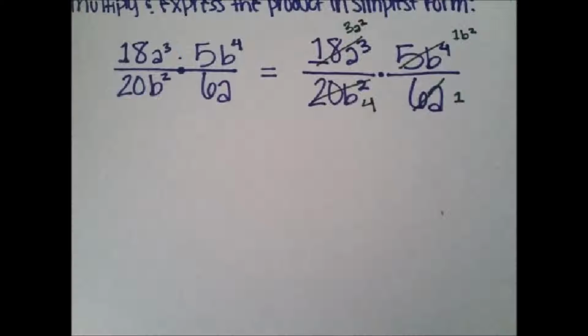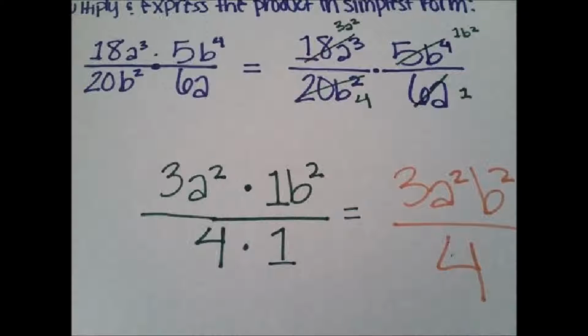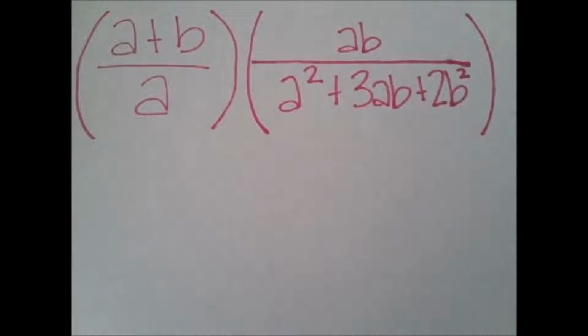So, in total, 18a cubed over 20b squared times 5b to the fourth over 6a becomes 3a squared over 4 times 1b squared over 1. So here you're just simplifying. After canceling and simplifying, you multiply both and get 3a squared times b squared over 4. That's your answer.